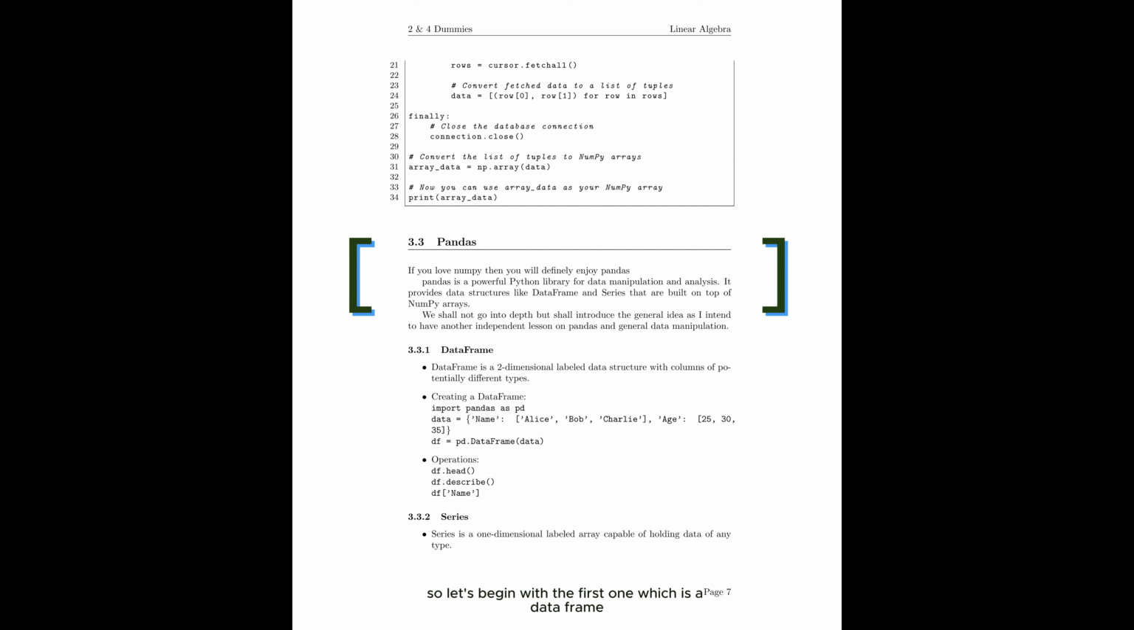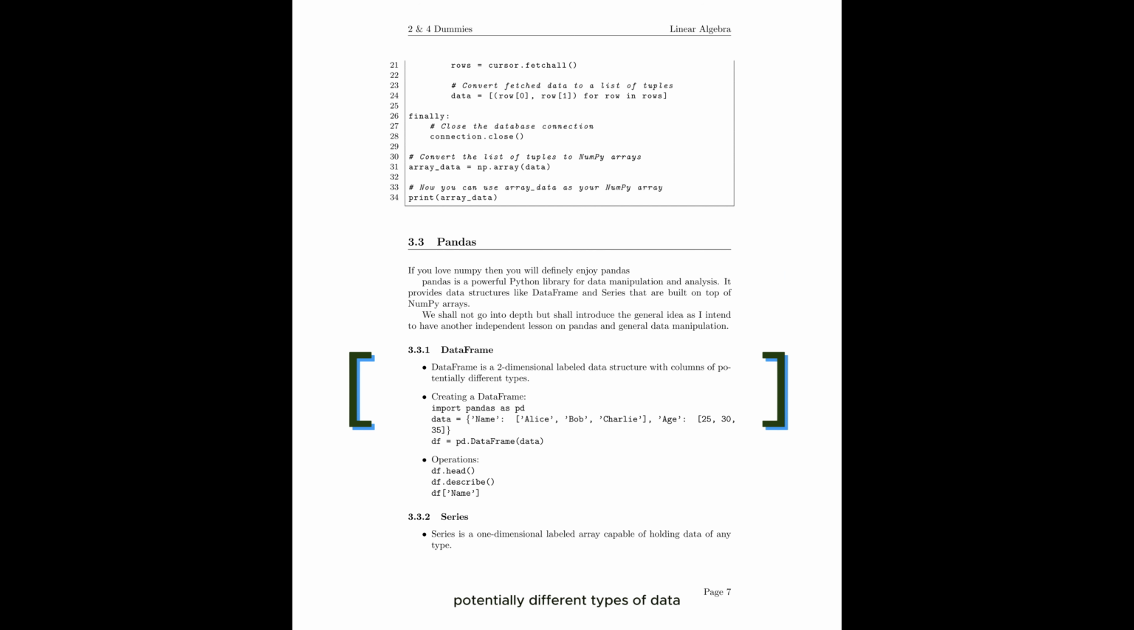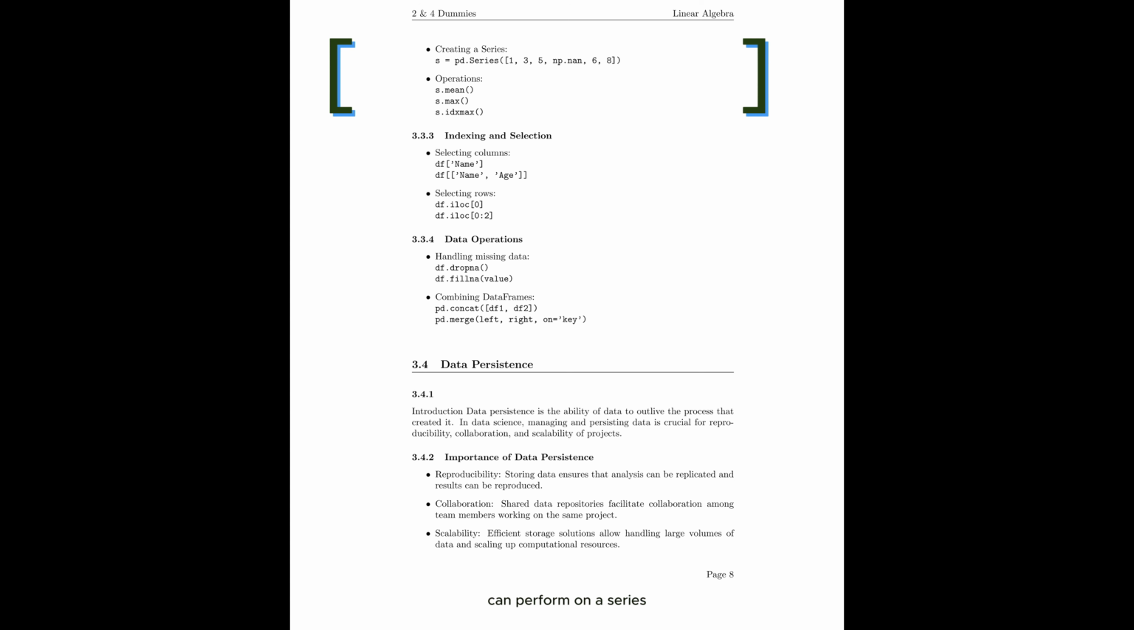So let's begin with the first one, which is a data frame. A data frame is a two-dimensional labeled data structure with columns of potentially different types of data. So there we have a simple data frame and some few operations. A series is a one-dimensional labeled array capable of holding data of any type. So there we have an illustration of how to create a series and the various operations that you can perform on a series.